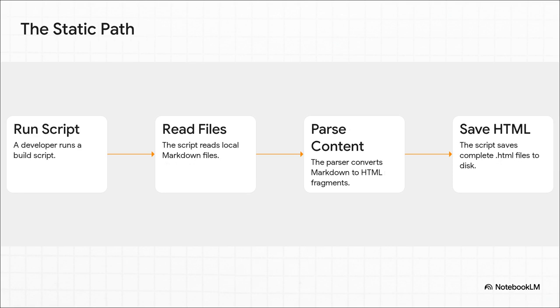Now, the second option is the static path. This is completely different. Here, you, the developer, run a script ahead of time before anyone even visits your website. That script goes through all your Markdown files, converts them to HTML, and saves them as complete, ready-to-go files. Your entire site is just sitting there, pre-built and waiting.